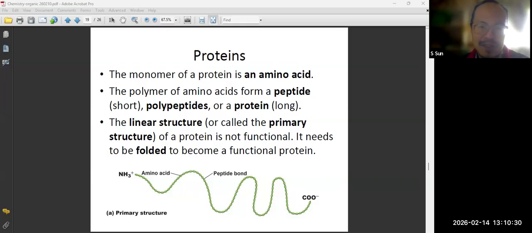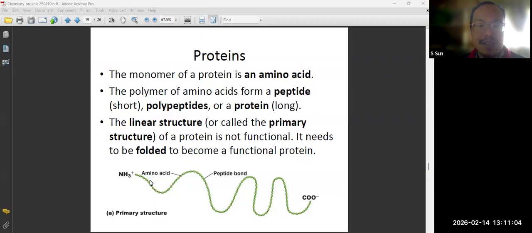Just like the same pattern we learned for carbohydrates and also the lipid, we want to know what is the monomer of the protein and what is the polymer. Just by looking at this primary structure of the protein, you can see that it is a linear structure. You can see that it has many of these green dots right here. Each of these is a monomer.